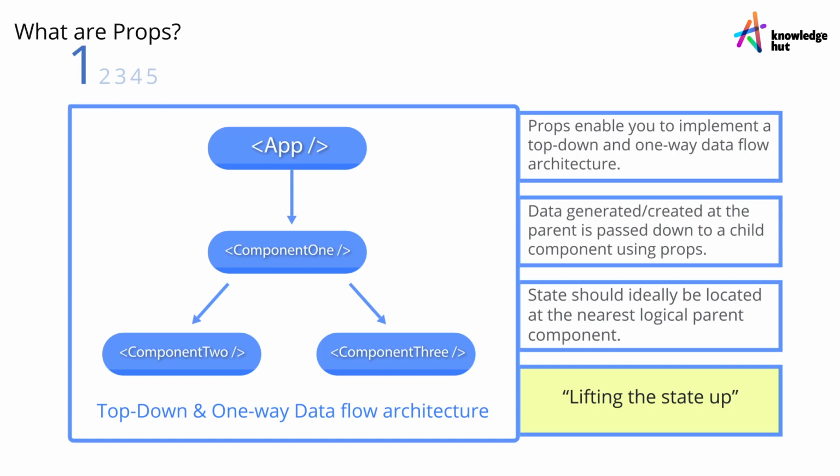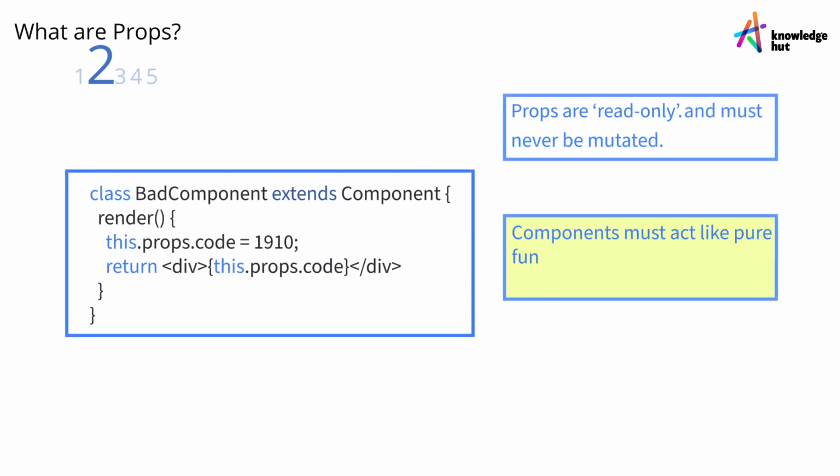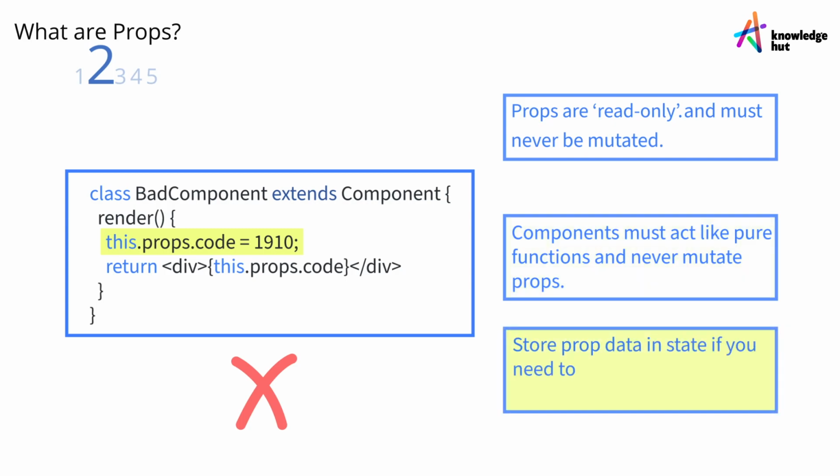This practice is commonly referred to as lifting the state up, and it results in logical maintenance and management of data. The second important aspect of props is that they are read-only. This means that your components must act like pure functions and should never change or modify data in the props. For example, this should never be done. If you have to modify data, then store it in the state and modify it there, or use a simple variable in the render method to achieve the same.